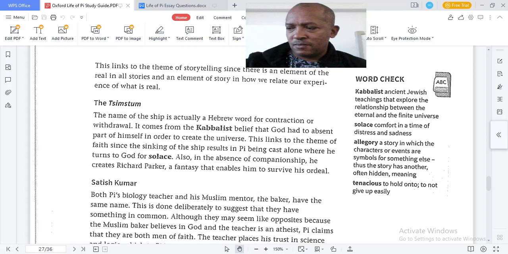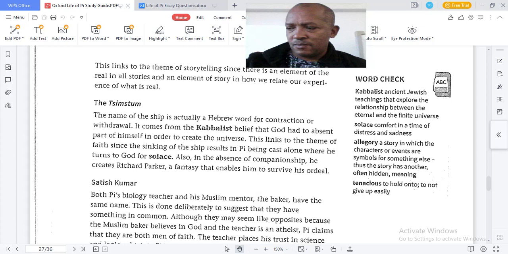The name of the ship is actually a Hebrew word for contraction or withdrawal. It comes from the Kabbalists' belief that God had to absent part of himself in order to create the universe. This links to the theme of faith. There's a theme, faith. Did we write that down?